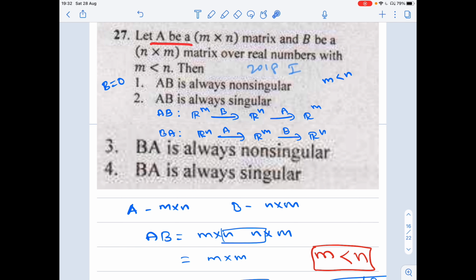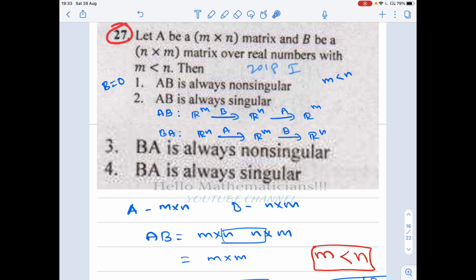Today we see a very nice linear algebra problem asked in CSIR June 2018. Let A be an m by n matrix and B be an n by m matrix over real numbers with m less than n. Then we have to discuss the invertibility of AB and BA. So AB is always non-singular, AB is always singular, BA is always non-singular, or BA is always singular. If we can visualize matrices as linear transformations, then this problem is immediate.